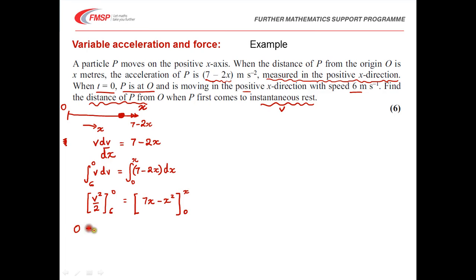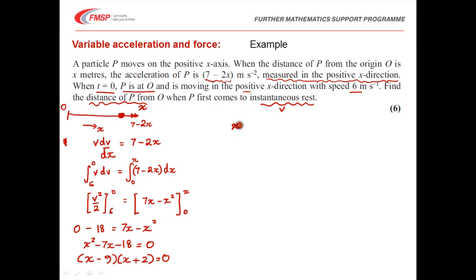I've got 0 squared over 2, which is just 0, minus 6 squared over 2, that gives me minus 18. And on the right hand side, 7x minus x squared, and when I put the 0 limit in, nothing changes. So I end up with a little quadratic here. That's going to give me x squared minus 7x minus 18 equals 0. And that's nicely factorizable. Factorizable, is that a word? x minus 9 times x plus 2 equals 0.